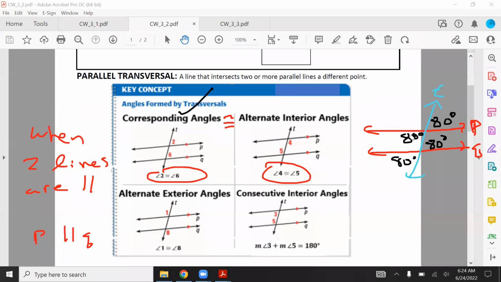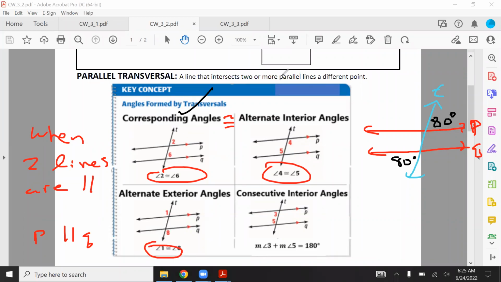If I erase this, oops, sorry. If I erase this, the alternate interior angles are also going to be the same. Likewise with the alternate exterior angles. If I erase these here, those are also going to be the same, as you see right here.